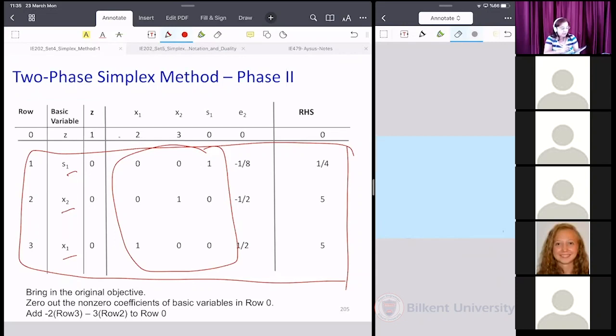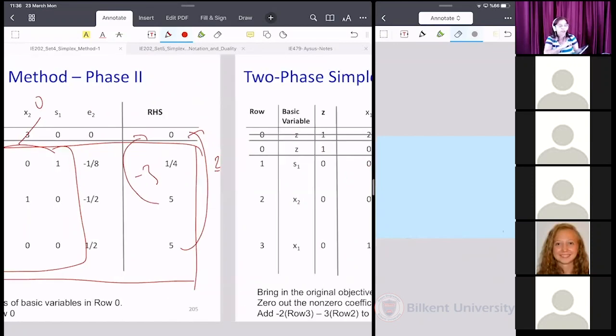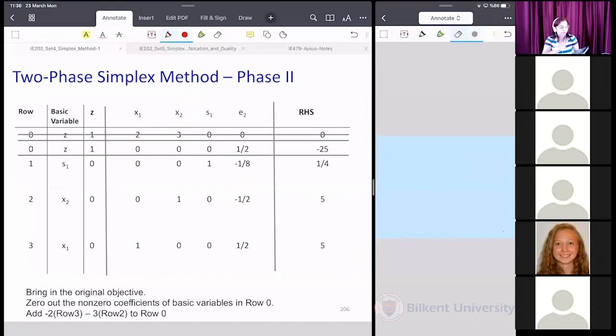Now, apparently, this guy is a basic variable, so I need a 0 in here. This guy is a basic variable, I need a 0 in there. S1 is a basic variable, it already has a 0, so I don't need to do anything else for that. So I have to convert this to 0, which means -2 of this row, and I need to convert this to 0, which is -3 of this row. You just do those elementary operations. Here it is. Now you have a proper row 0 too. Because now be very careful, I'm going to repeat myself.